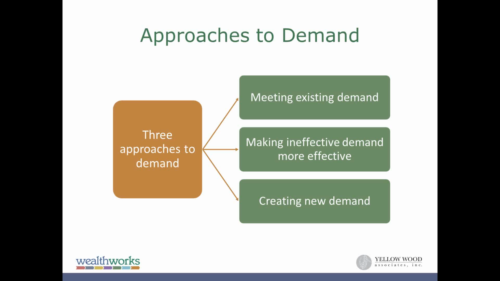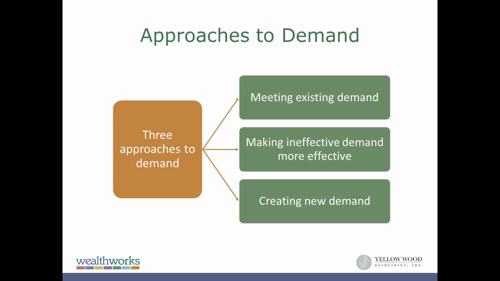So there are three approaches to demand. One is to meet existing demand. So when there's already a buyer out there who says, we really need more lemons, the buyer knows what a lemon is. It's a matter of getting them more of what they already know they want and need. The second one is to make ineffective demand more effective.